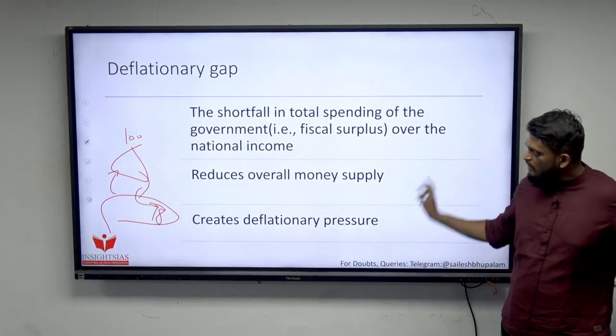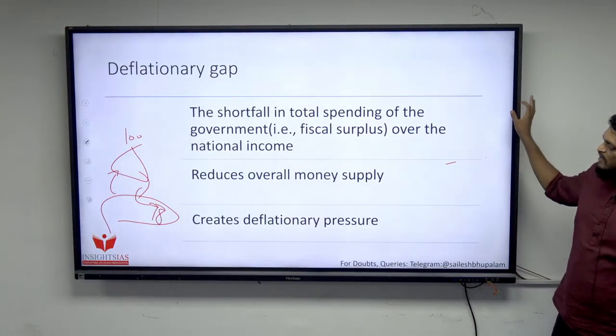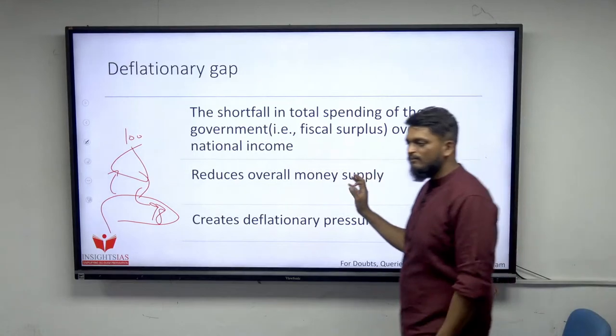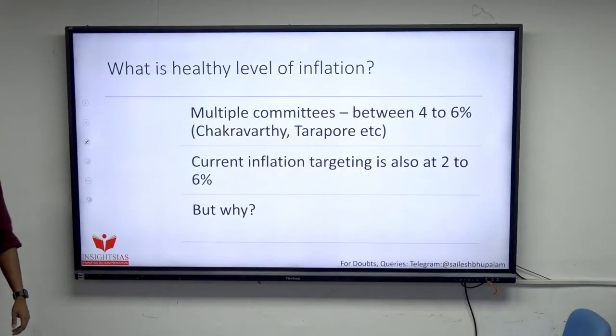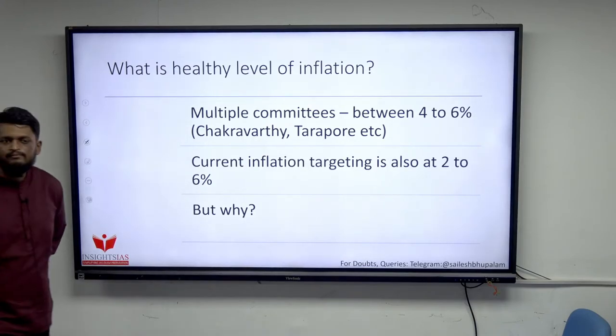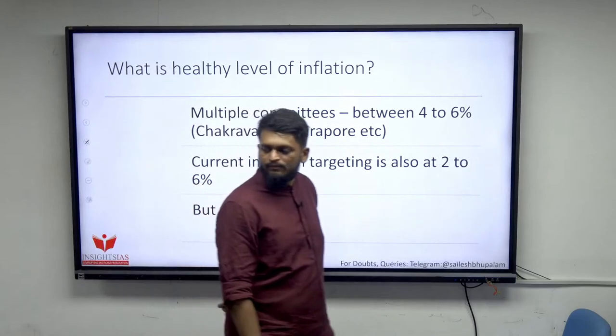So, you understood what the inflationary gap and deflationary gap are. Any questions so far? Okay, yeah.